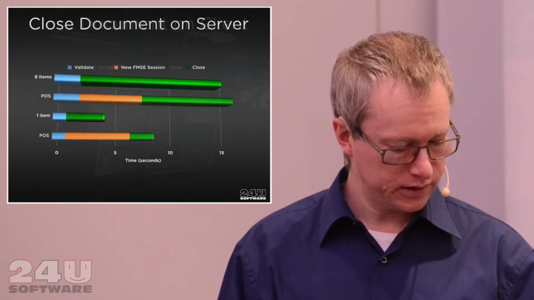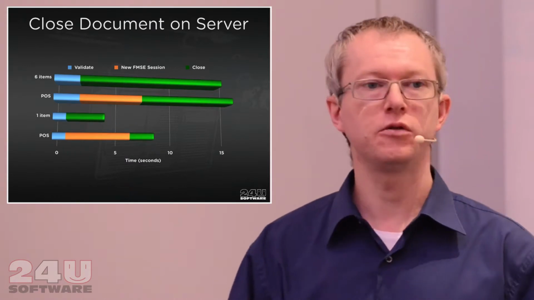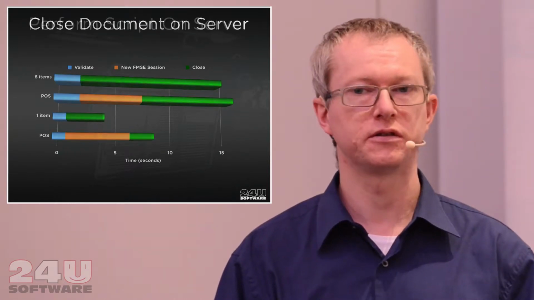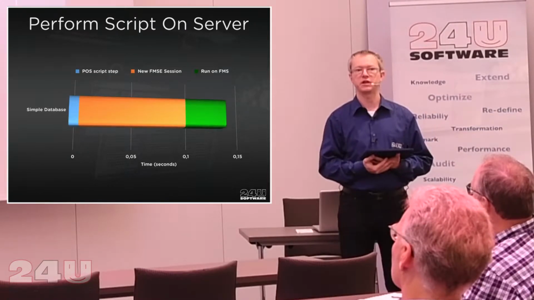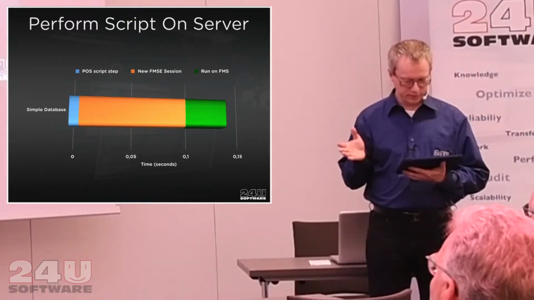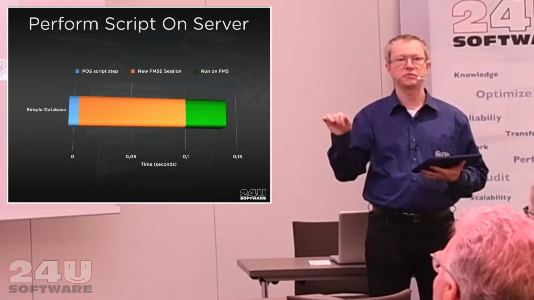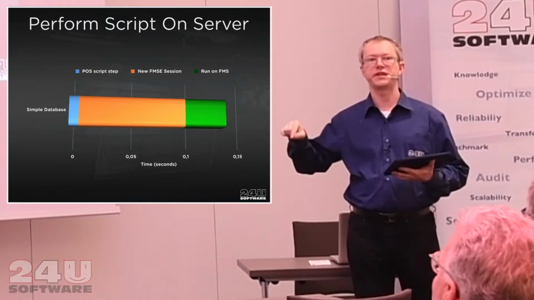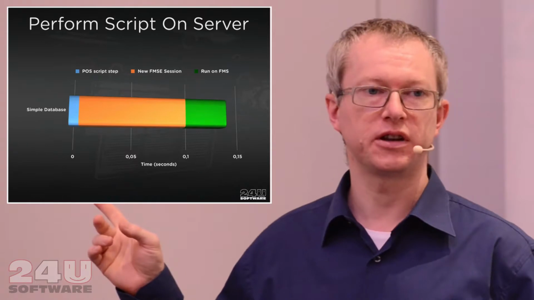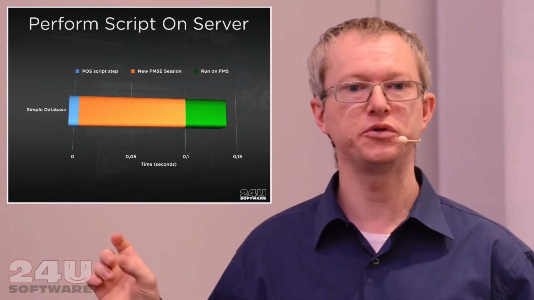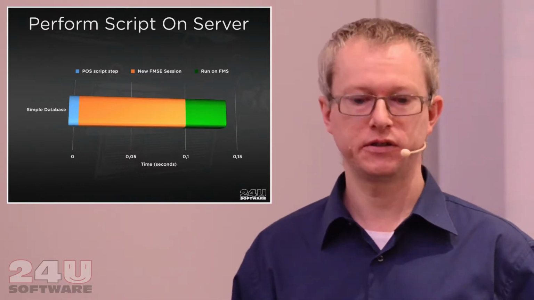So we tried that, and guess what? We got it even slower when using perform script on server. So what happens when you perform script on server from client? In the beginning, you need to perform the script step, which is called perform script on server. That tells the server, run this script. But FileMaker Server, before it runs the script, needs to open the file as a new session, and then it can run the script.